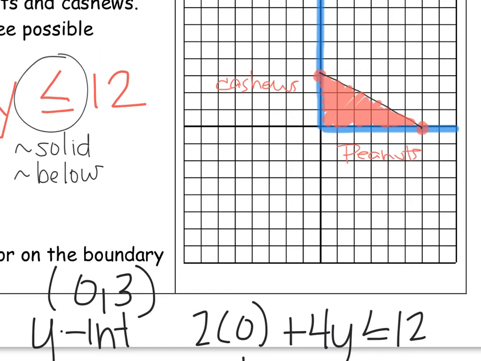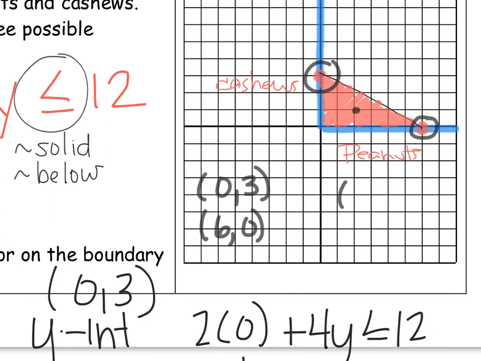So I know if I buy 0 peanuts, that means I have to buy, right here, 3 pounds of cashews. If I buy 0 cashews, I have to buy 6 pounds of peanuts. Those are my x and y intercepts, and then I can pick any other point in here. I can pick the point (2, 1).